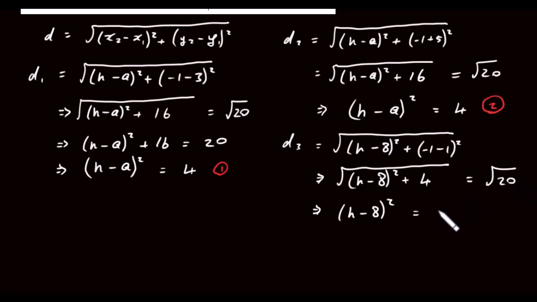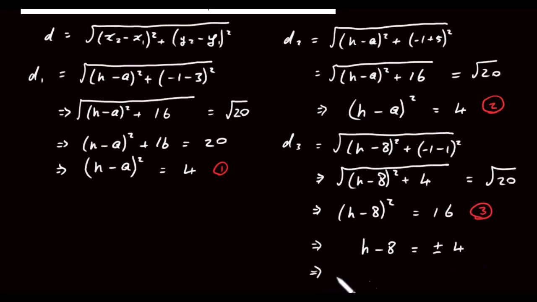is equal to 20. 20 minus 4, 16. This is equation number 3. Okay, from this I can work out what h is. So let's do that. So we would have (h − 8)² is equal to 16, square root both sides. That gives h − 8 is equal to plus or minus 4.